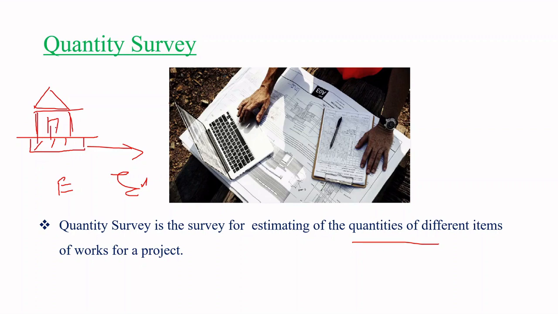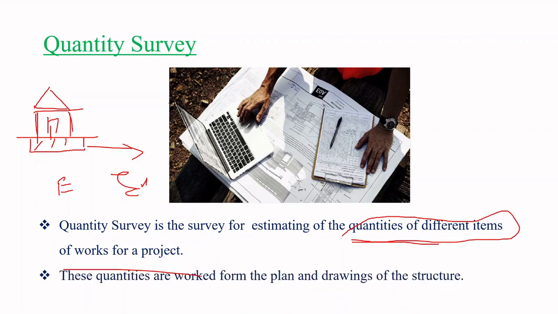So like that, units of work means what works need to be done in that project, what all needs to happen to build a building. So for that particular work, how much quantity it is, and how much rate it is going to occur, we are doing in this quantity survey. Okay, so quantity survey is a survey for estimating the quantities of different items of work for a project, right?